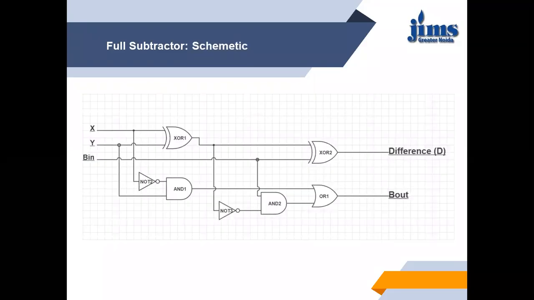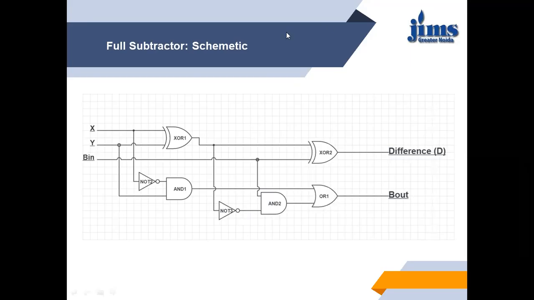Now we can do the schematic as in case of the full adder with the help of half adder. We have drawn here full subtractor with the help of half subtractor. So this one is your first half subtractor. This one is your another half subtractor, and we have ORed both the borrow outs. So in such a way we can implement a full subtractor.